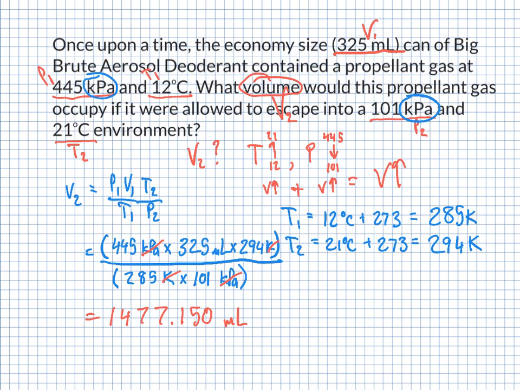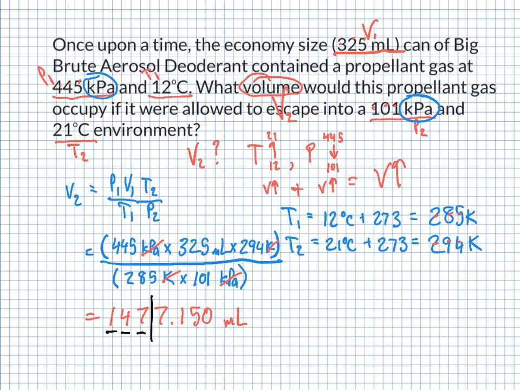Okay, so let's talk significant figures. The temperatures here were both additions, and those additions leave me with 3 significant figures. My pressures were both 3 significant figures. My volume was 3 significant figures. So I should have 3 significant figures. So what do I have to do? Well, start from the left. The 1 counts, the 4 counts, the 7 counts. But I need to chop it off here.